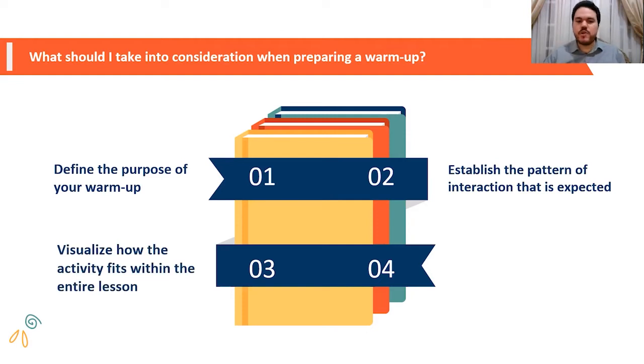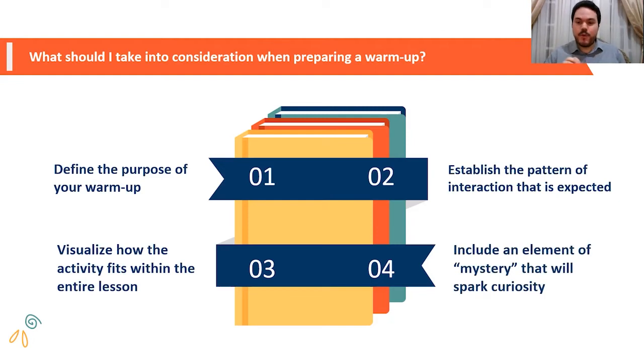Then we need to visualize how this particular warm-up activity fits within the entire lesson. So we need to understand that once we finish the warm-up, we're going to move on to the rest of the lesson. So there has to be a coherent transition, a smooth transition, a sequence that students can follow. And that has to begin with the warm-up. Everything has to be connected. So we need to visualize how our warm-up is going to fit within the entire lesson.